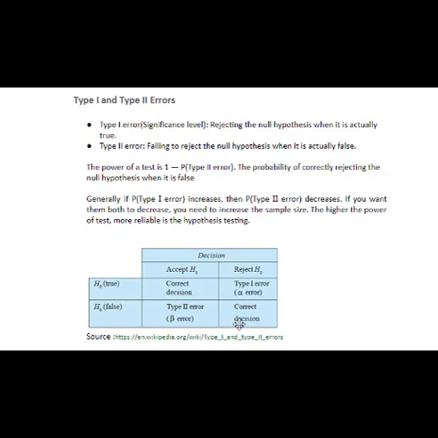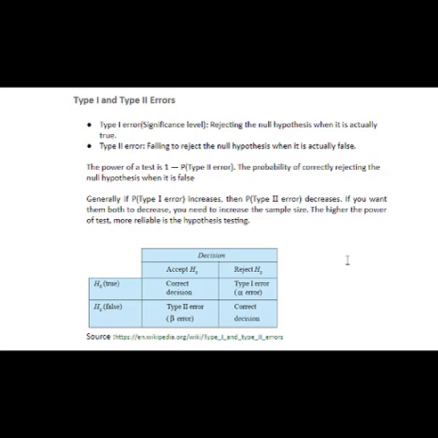Generally, if type 1 error increases, type 2 error decreases, so there is a relation between these two. Type 1 error is also called alpha error, which represents the significance level. When we're talking about a 95% confidence level, we are saying there's a 5% significance level when we reject the null hypothesis. This 5% is the probability that we may incorrectly reject the null hypothesis. So type 1 error is also a significance level error.